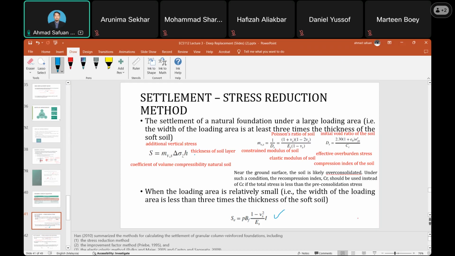Let's say if we construct a building, usually the width is not wide, and the thickness is greater than the width of the building. Then we use the second equation. Usually when we construct an embankment, it is better to use the first approach.